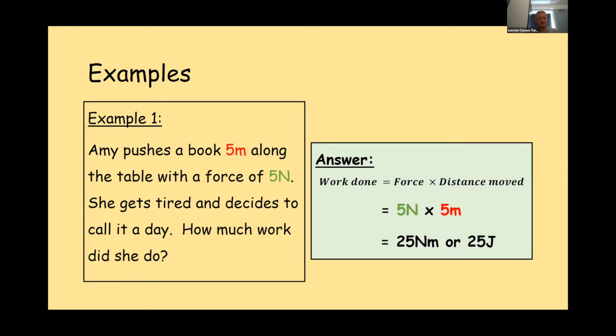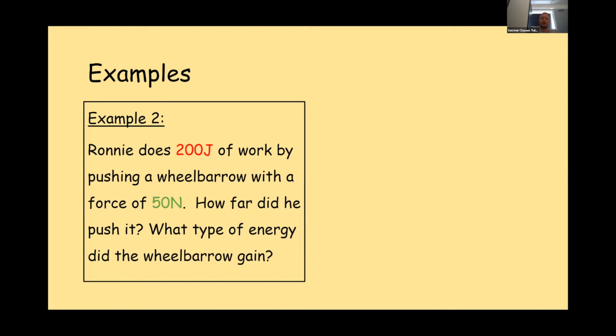Let's try a second example then. Ronnie does 200 joules of work by pushing a wheelbarrow with a force of 50 newtons. How far did he push it? What type of energy did the wheelbarrow gain? In this case, the question asks us slightly differently to use this equation. Now I'm not looking for the work done, but I have the work done and the force, and I'm looking for the distance that it was moved through.